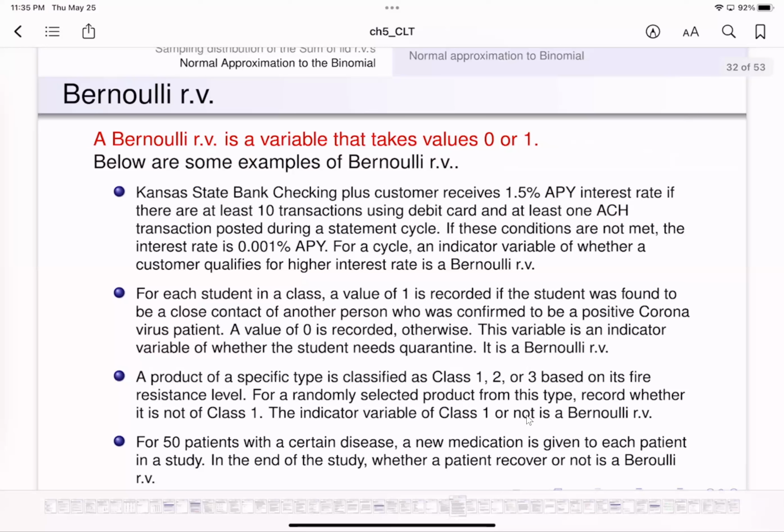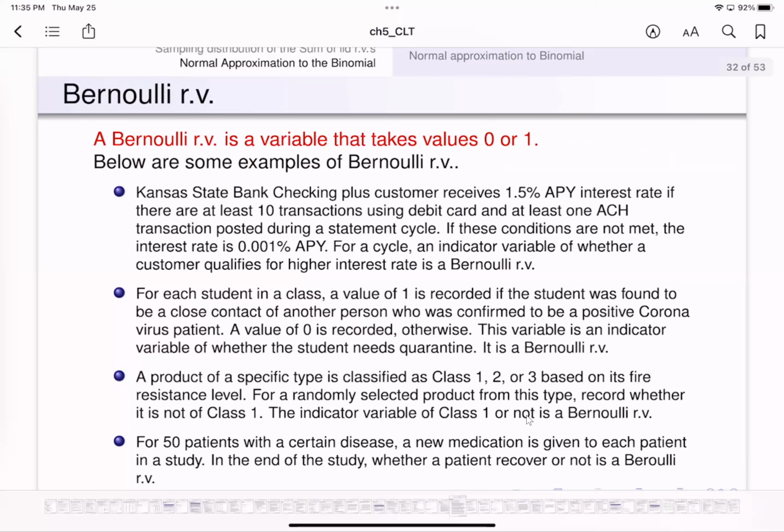Next example, for each student in a class, whether the student had close contact with a person who was found to have positive coronavirus, who was recently infected with the coronavirus. If it's a close contact, we record 1, otherwise we record 0. So for any randomly selected person, we would have a Bernoulli random variable.